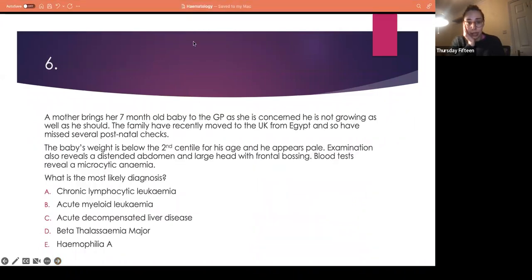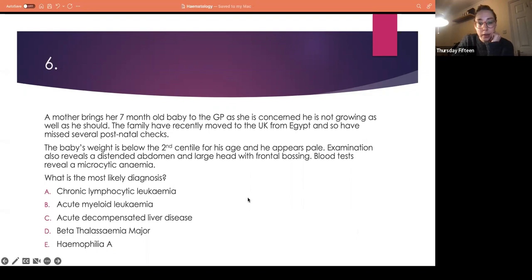So question 6. This one's about a young baby. The family have recently moved to the UK from Egypt. The baby's weight is below the 2nd centile for his age, so we have a baby with failure to thrive, and he's pale. He's got a distended abdomen and a large head with frontal bossing and a microcytic anemia. So what's the most likely diagnosis?